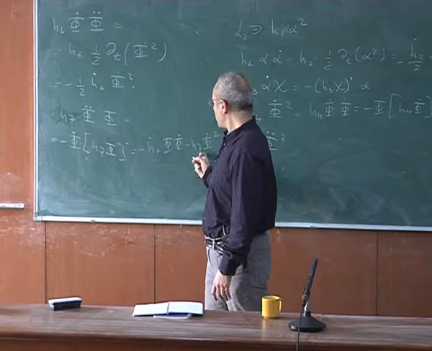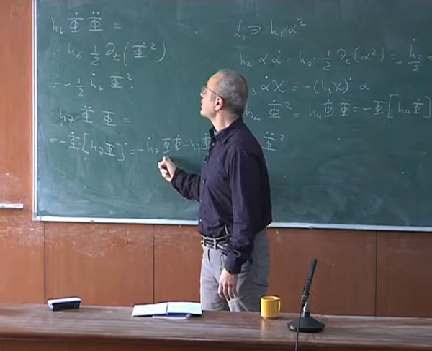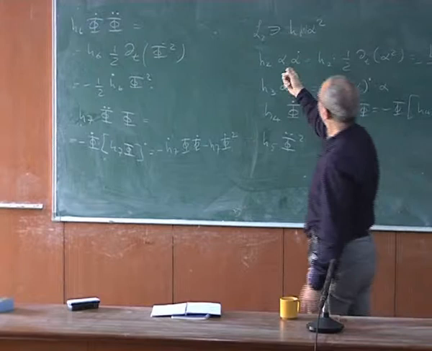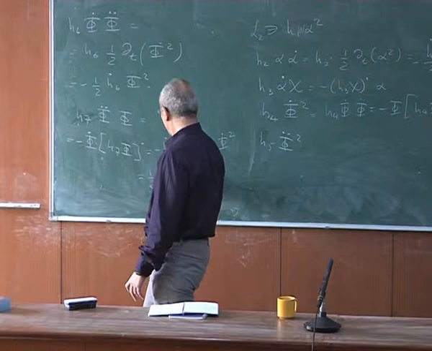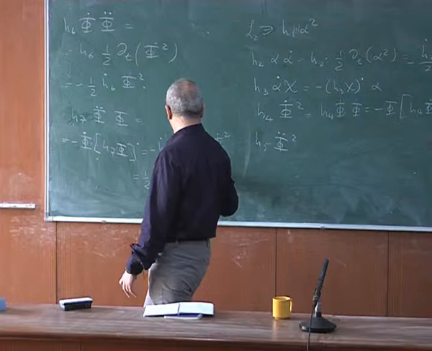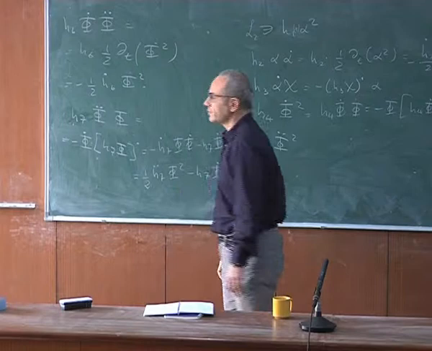Okay? So this term is fine. We don't change it anymore. This one we can still change according to the same rule here. Okay, so this will be then 1/2 H7 double dot phi square minus H7 phi dot square. Okay?